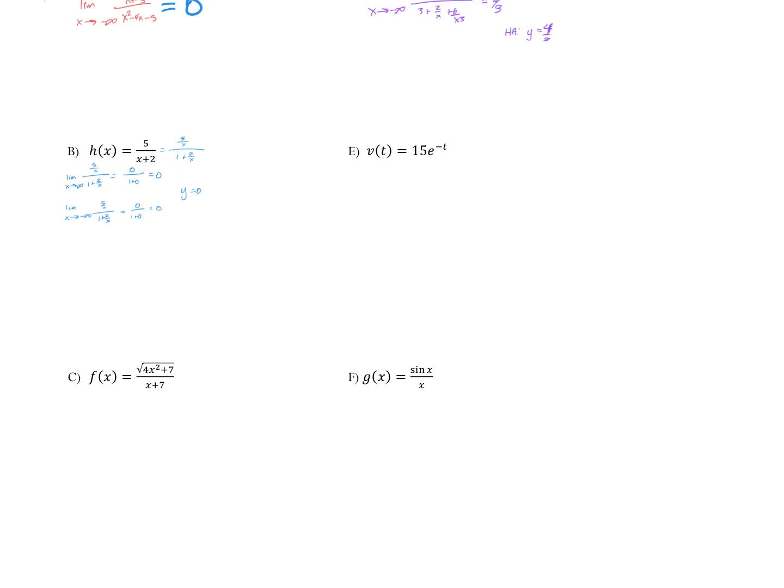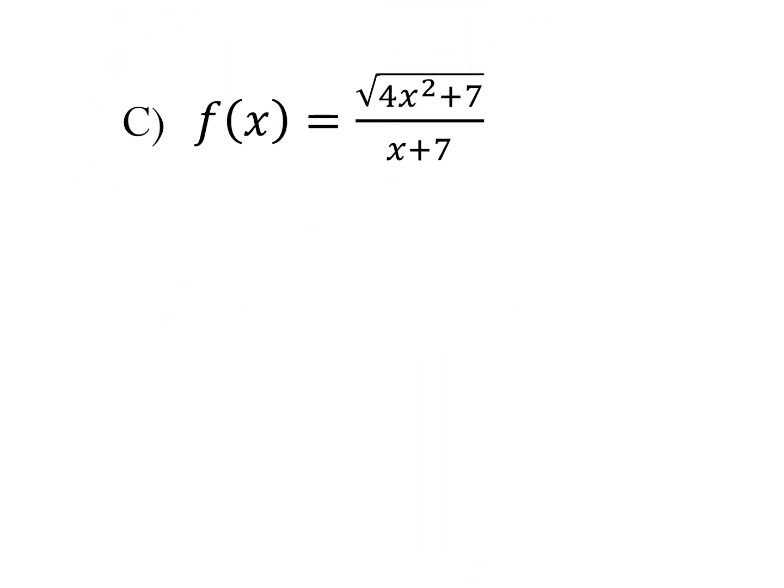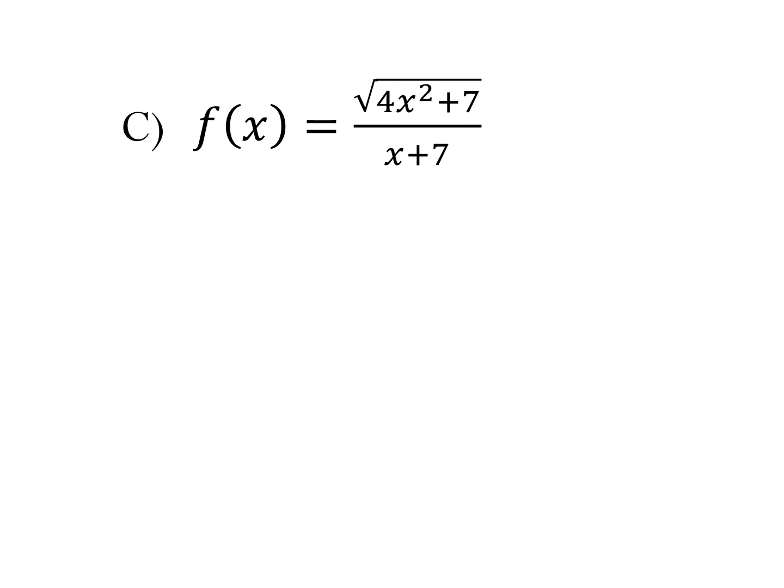Let's look at this one. The square root makes things slightly complicated. It makes it really complicated. Because I want to multiply by something, but what is that something? Okay? So we're just going to breathe.